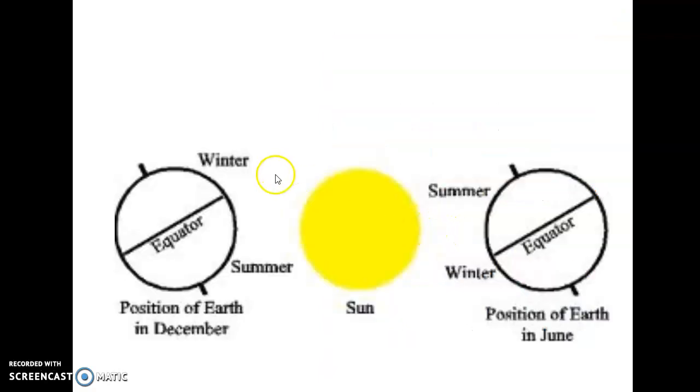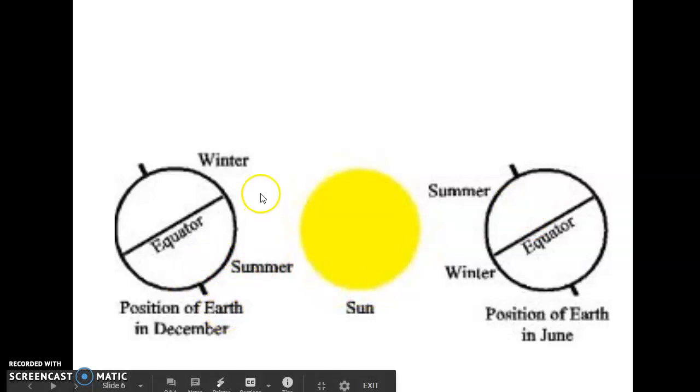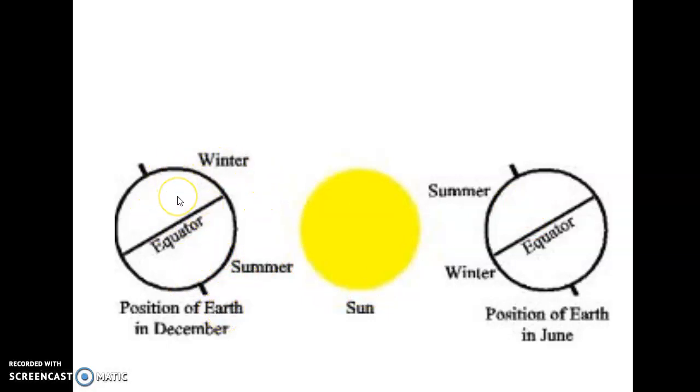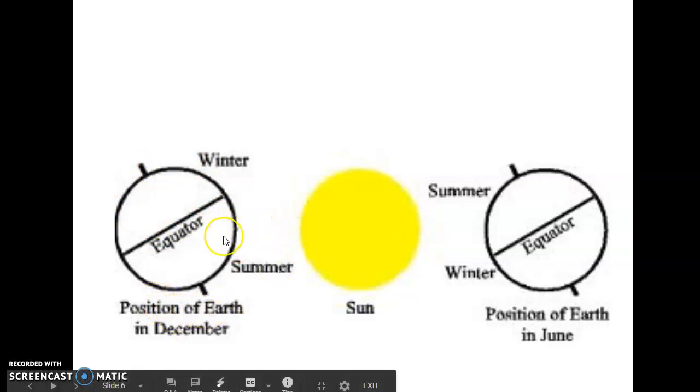So here's a diagram that allows you to see it. So this is Earth, and so is this. So when the southern hemisphere is tilted towards the sun in December, and then the northern hemisphere is tilted away from the sun in December, the northern hemisphere is experiencing winter, whereas the southern hemisphere is experiencing summer.